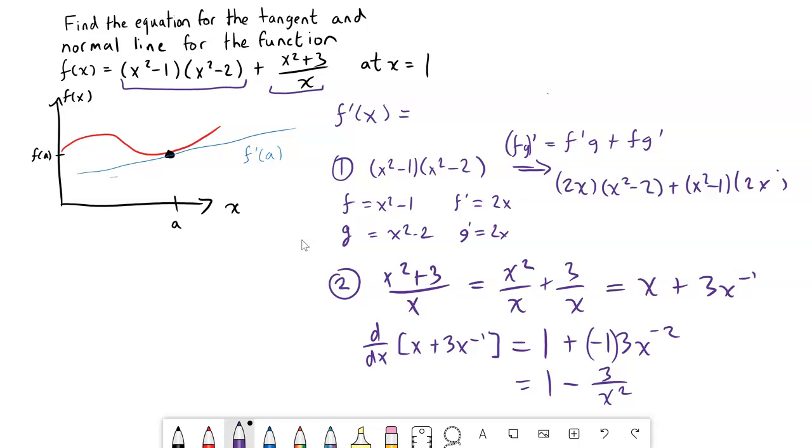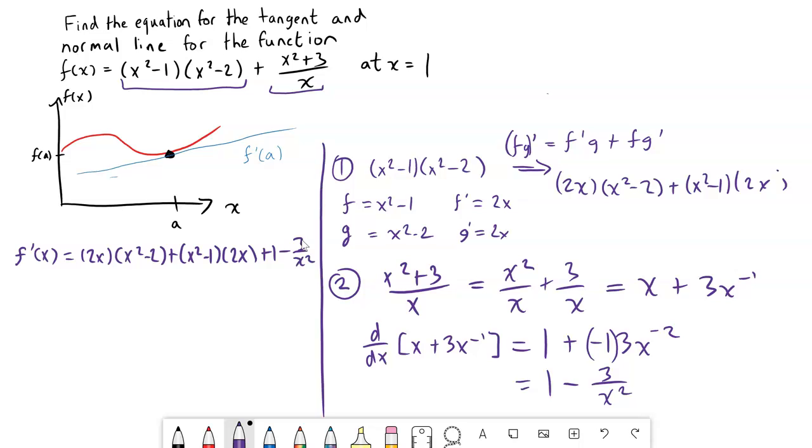So we have what the formula of the derivative is. I'm going to move this here actually, since we have space here. The derivative of f of x is precisely 2x times x squared minus 2, plus x squared minus 1 times 2x, and then we want to add that part, plus 1 minus 3 over x squared.